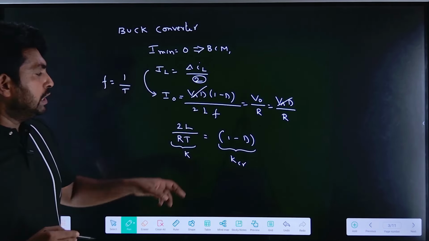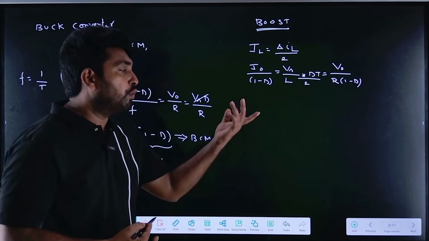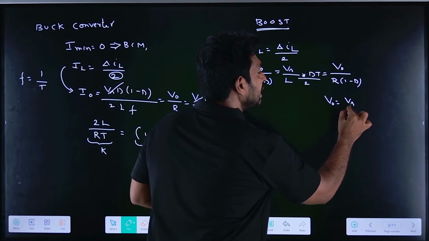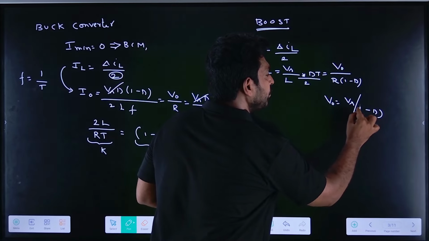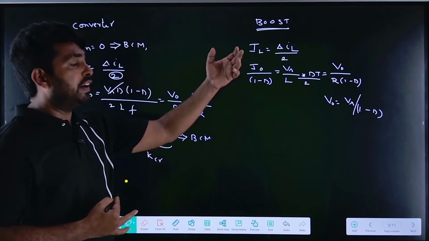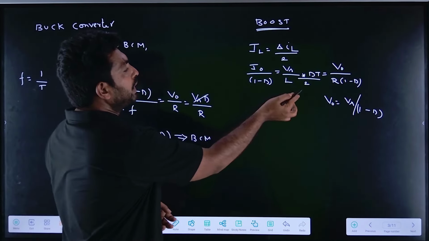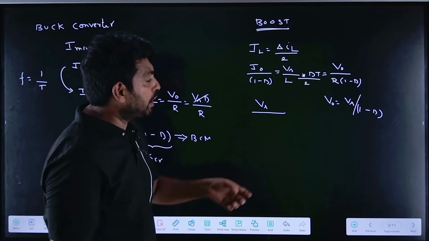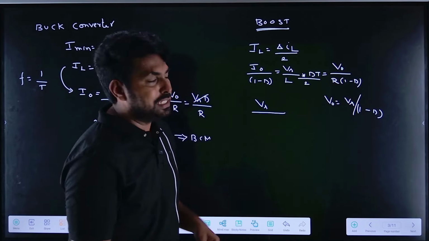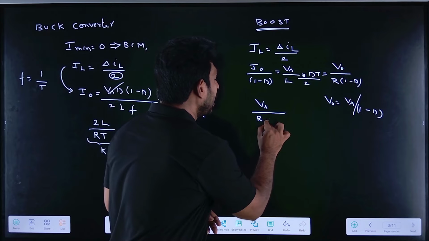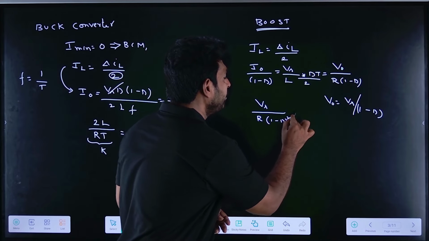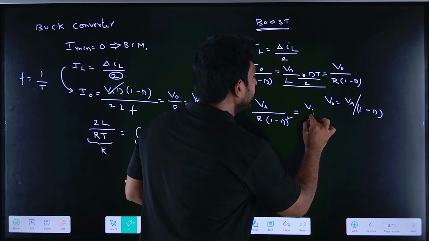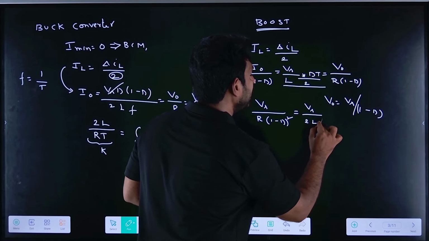So what is the V naught expression in case of boost converter? V naught equal to Vs divided by 1 minus D. If I replace that, it would be equal to Vs divided by 1 minus D into 1 minus D, 1 minus D whole square. So R into 1 minus D whole square, which is equal to Vs by L into Vs by 2L into dt.